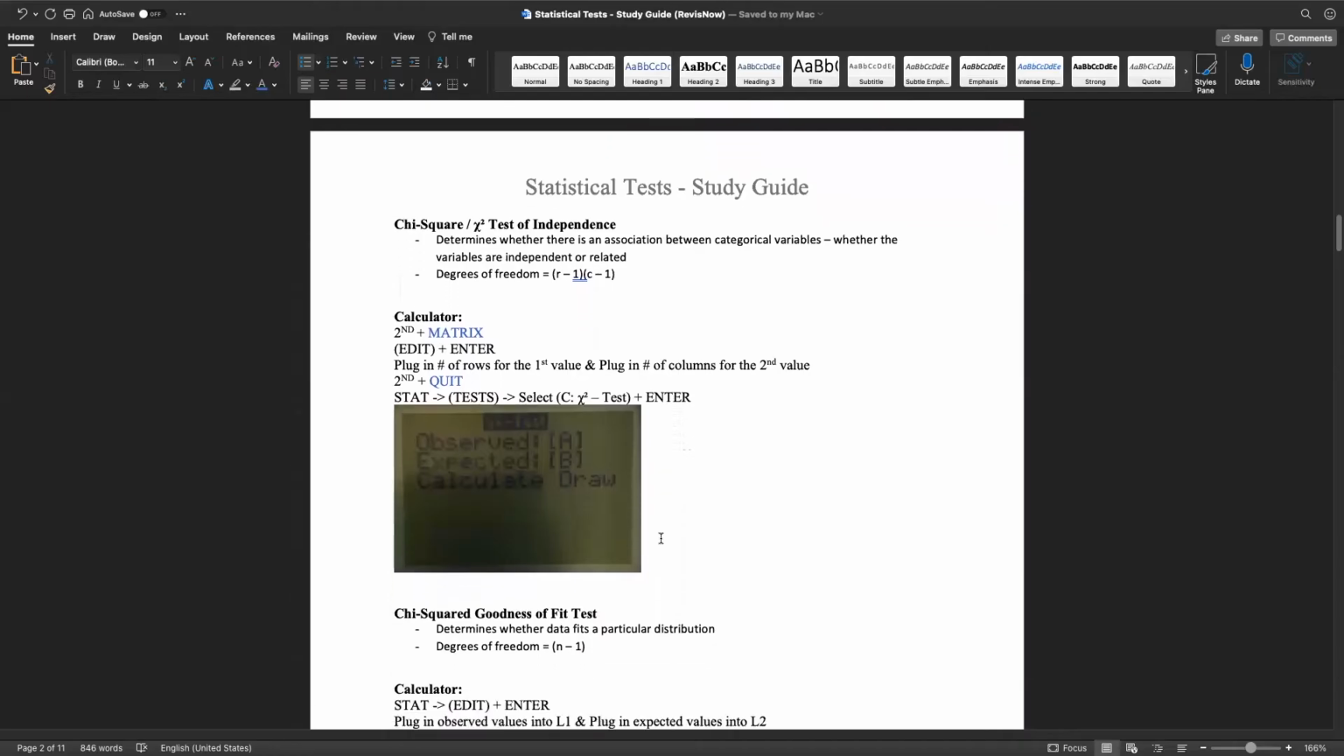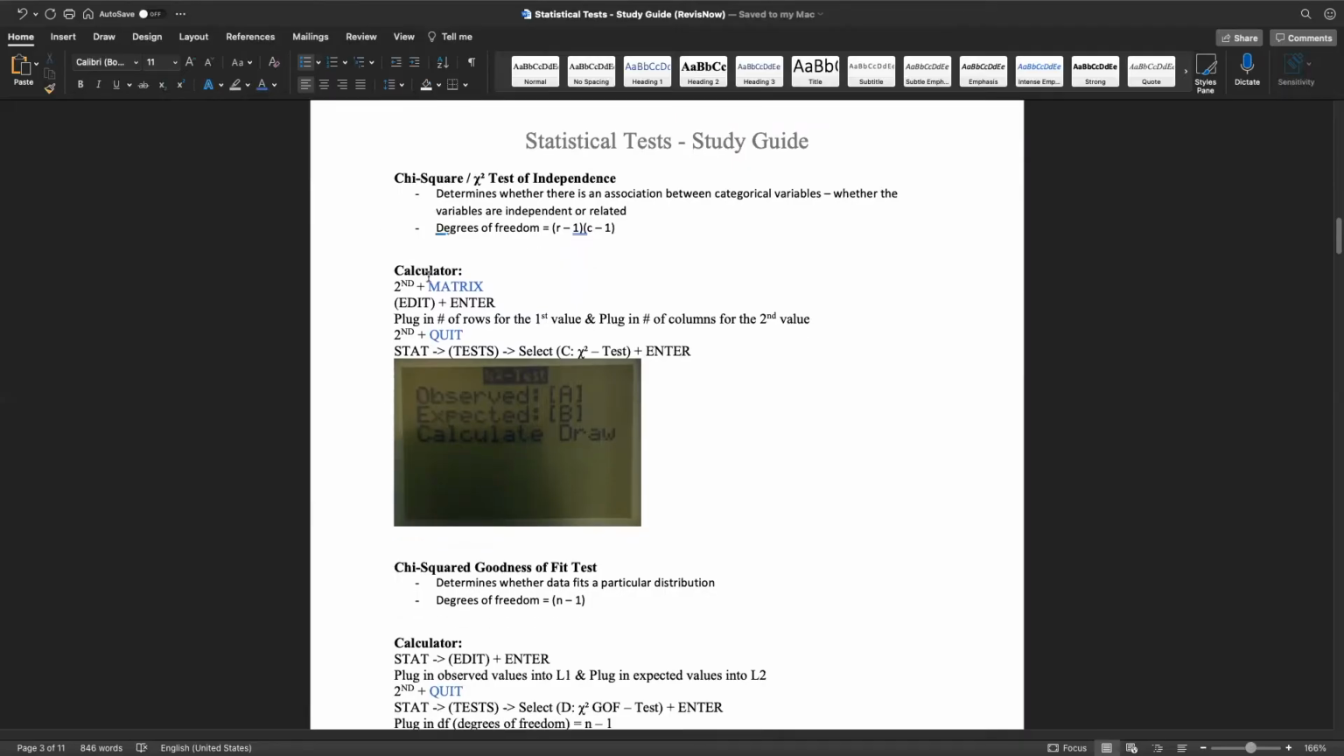And then for the chi-square test of independence, this test helps you determine whether there's an association. Same thing, I put in the directions on the calculator. And then this is how you get degrees of freedom, but the calculator gives it to you, so I don't think you need to do it, unless the question asks you for it. Here's a formula.